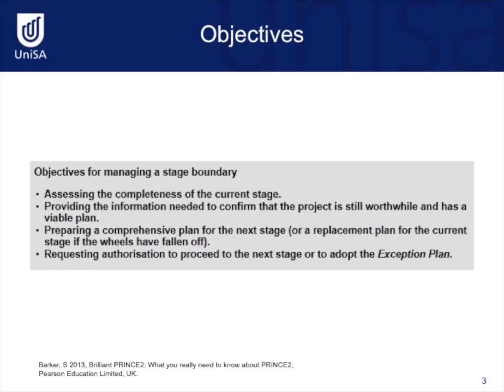Not only do we need to look at what we have done and is the project still viable, we need to plan what is going to be done in the next stage. There is a lot of planning work involved, but if we don't plan, we plan to fail. Planning for the next stage is necessary before requesting authorization from the project board to proceed to the next stage.